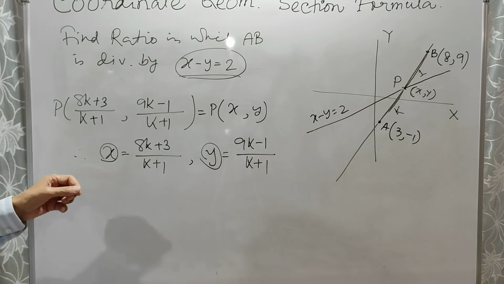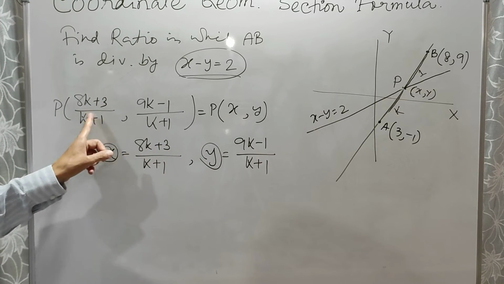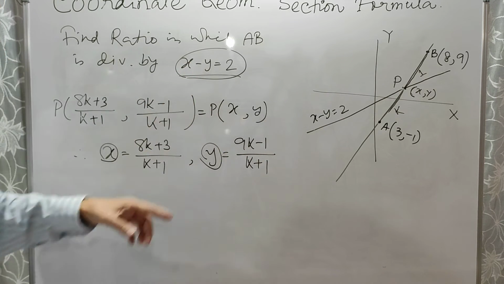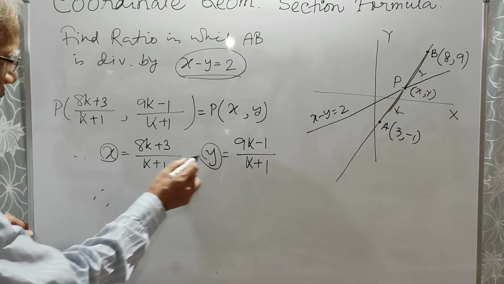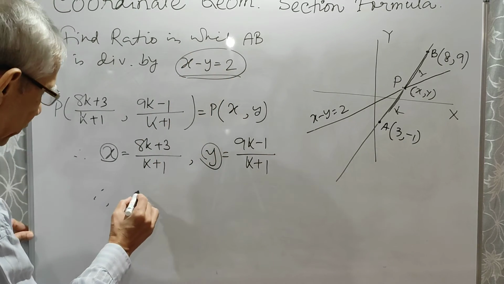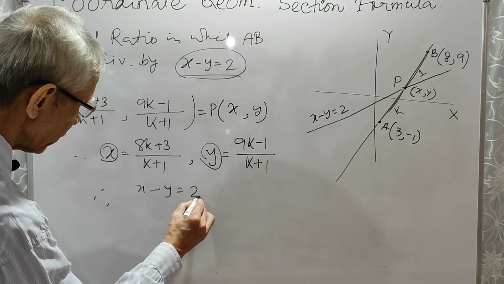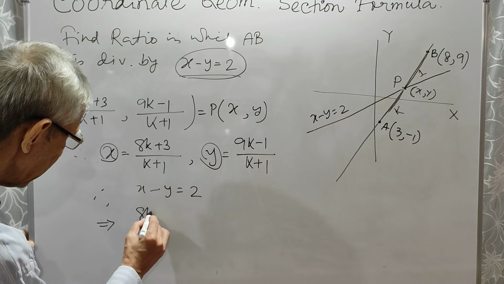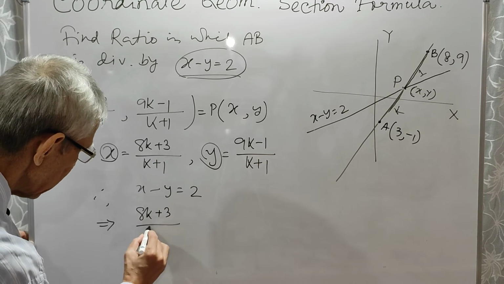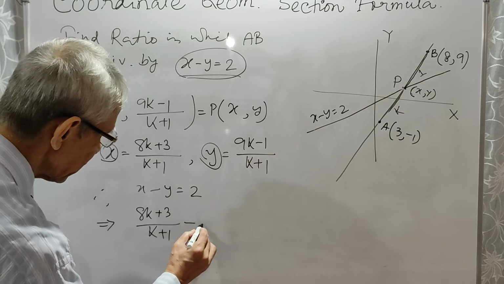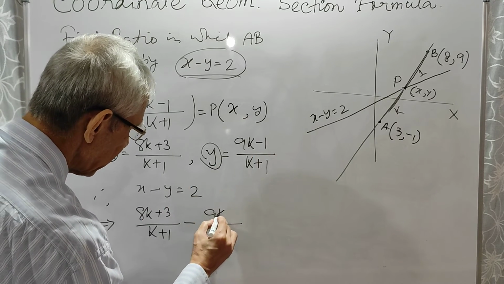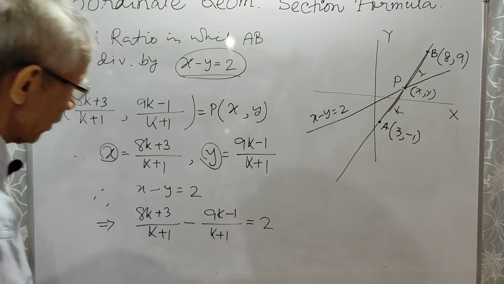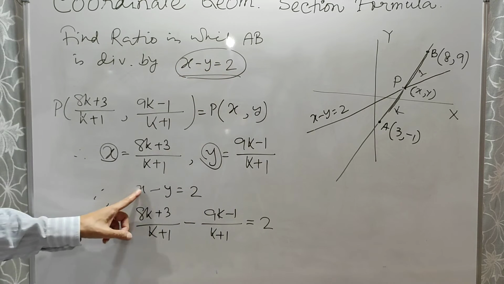Now what are the coordinates of P? This one. So this must satisfy the equation. That means these two values must satisfy the equation. Therefore we put these values in the equation. So x minus y equal to 2. We put x equal to 8k plus 3 by k plus 1, and y equal to 9k minus 1 by k plus 1. So this is equal to 2. The equation was x minus y equal to 2.